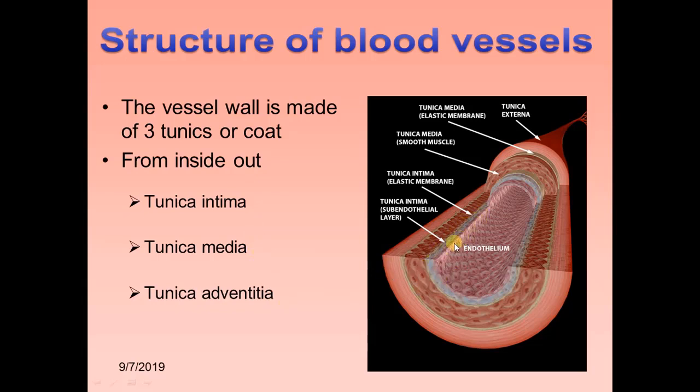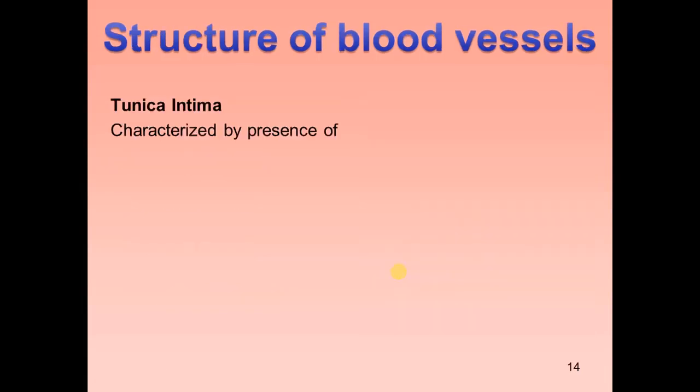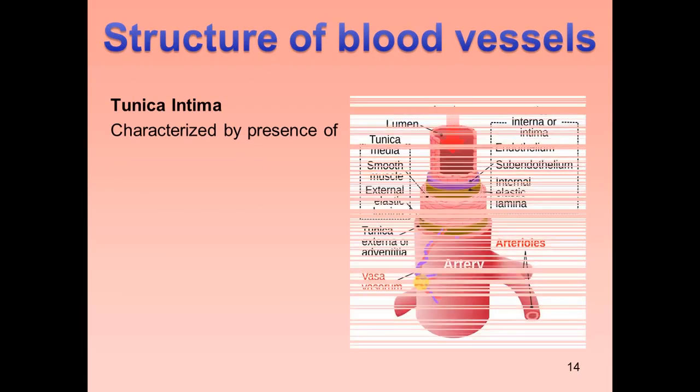Tunica intima is the innermost coat, followed by the middle coat, which is called the tunica media, and the outer coat is called the tunica adventitia. So again I will repeat, the three coats are tunica intima, tunica media and tunica adventitia. We will see the characteristic features of each and every coat one by one.